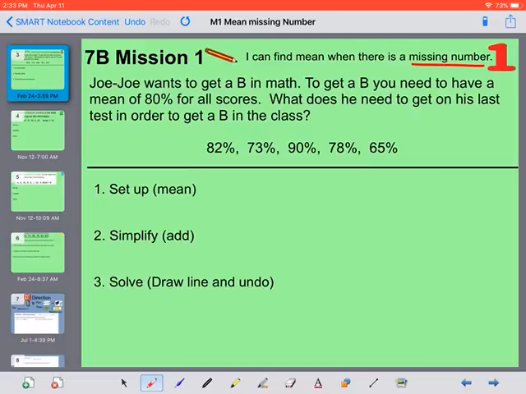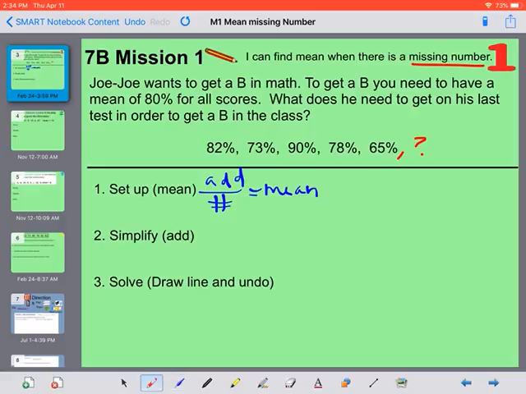So we have so far scores of 82%, 73%, 90%, 78%, 65%, and something else that we don't know. So we need to find the mean or the average. Remember, to find mean, we add everything up, add up all the numbers, and divide by however many we have. And that'll give us our mean. You don't need to write that. We're going to plug our numbers in right now.